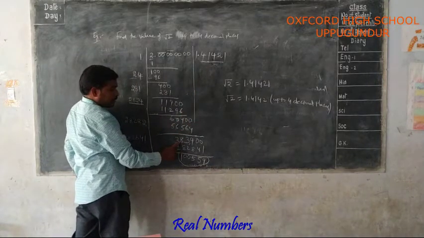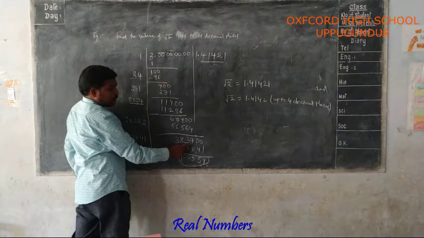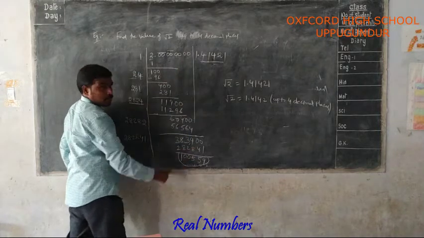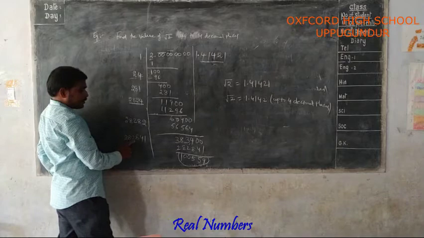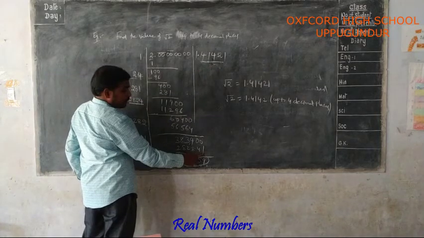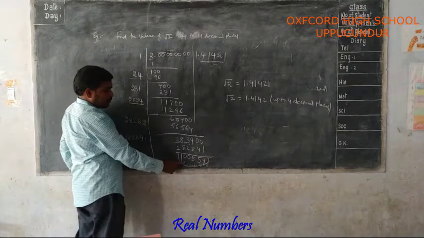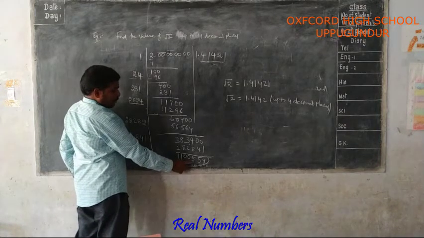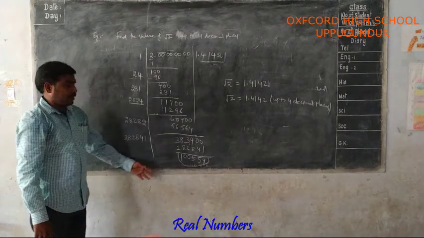56,564. Remainder is 3,834. Next period is 2 zeros. Now 2,82,841 ones. 2,82,841. Remainder is 1,05,59. This is the remainder.